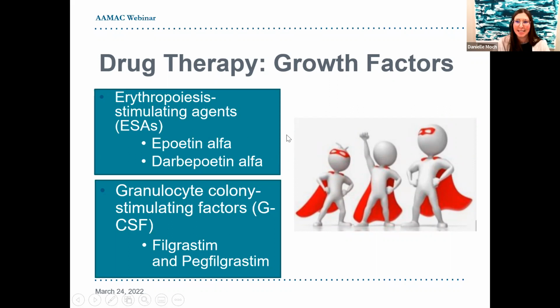So these ESAs are red blood cell growth factors. There's a couple different brands or types. So there is epoetin alpha and this darbepoetin alpha. I often just refer to that as Darby, and I know this as EPREX. So we'll get into that a little bit more first.